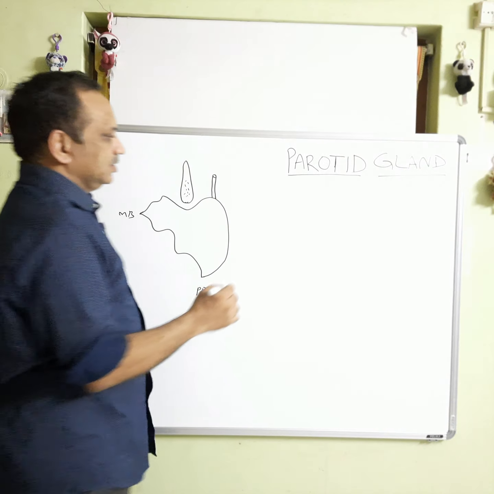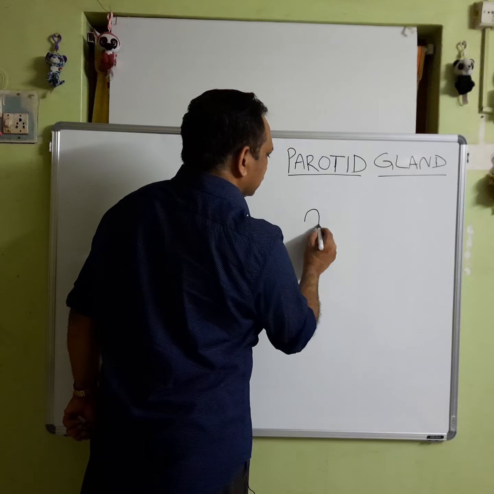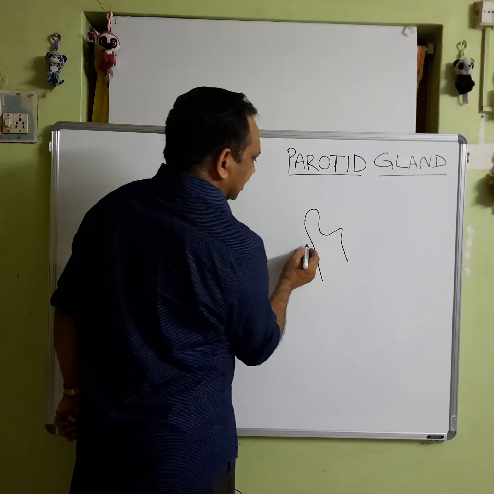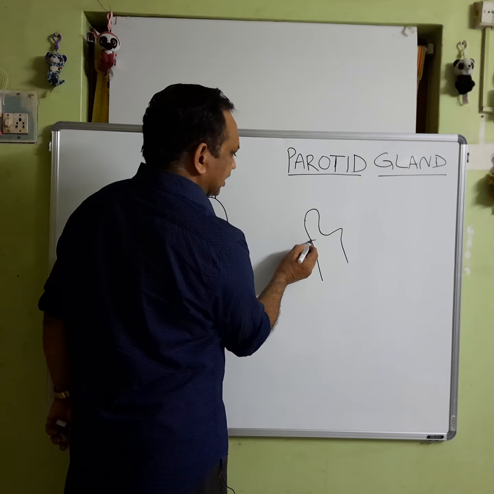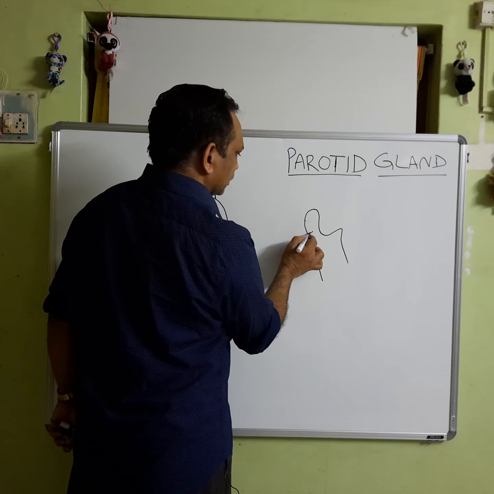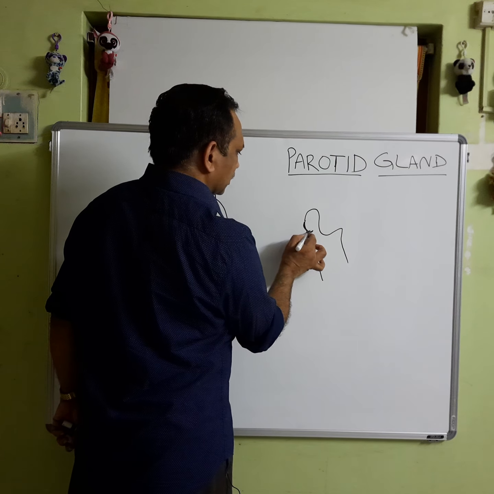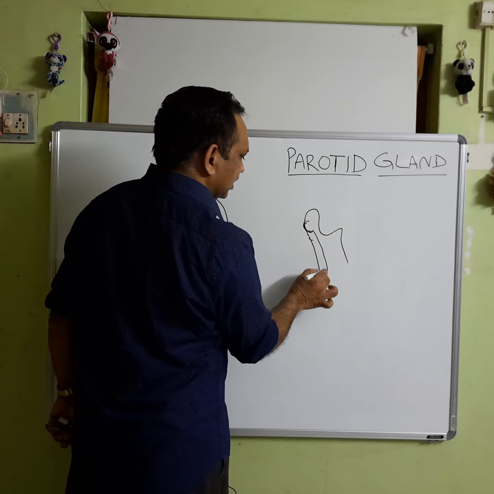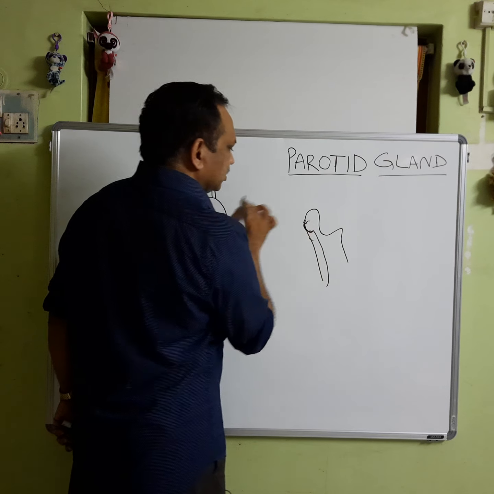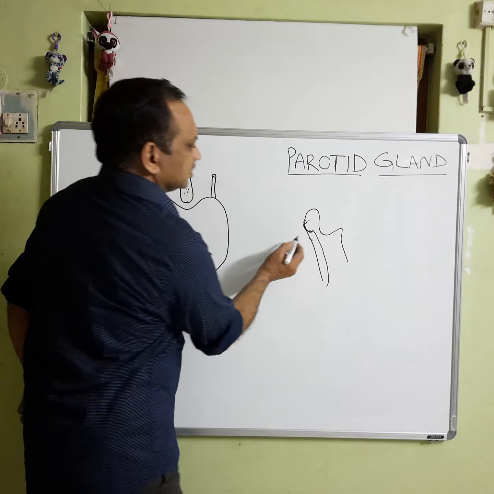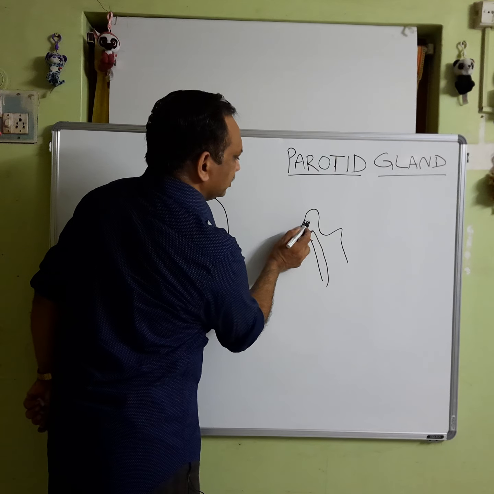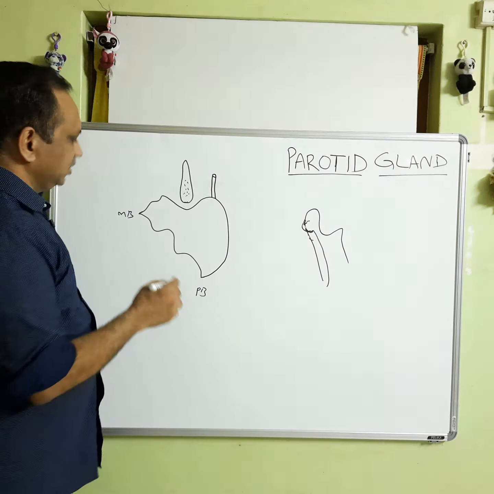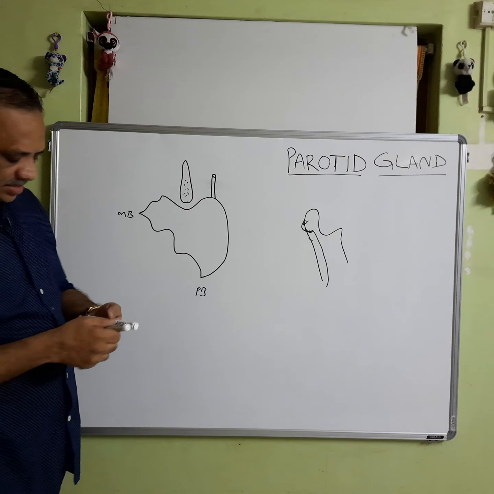Why is it there? The ramus of mandible is like this and the gland is present around it like this. So, it goes behind the ramus also. This is the anterior border. So, this groove which is going around this mandible causes this depression. So, this side is the masseter muscle. So, here is the masseter muscle.